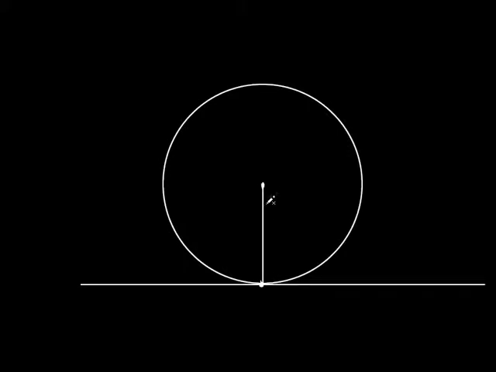Do you see it? So the radius comes out, hits the circle right here. My tangent line hits that same exact point. My point of tangency is that same exact point. What do you think might be true about the angle that's formed between those? They are what? They're perpendicular, right.